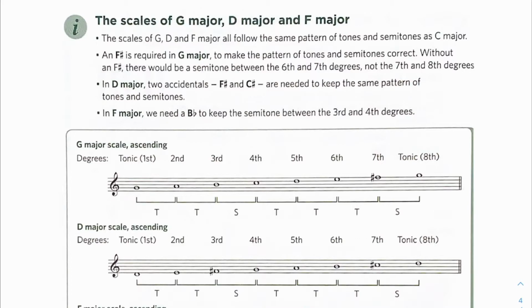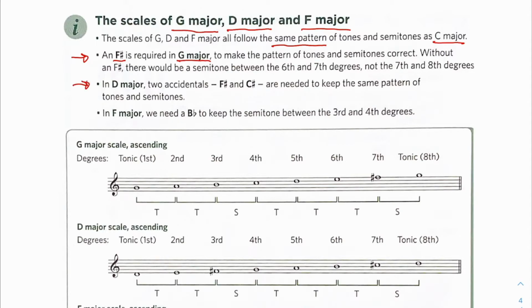Next, the scales of G major, D major, and F major. The scales of G, D, and F major all follow the same pattern of tones and semitones as C major. Here, an F sharp is required in G major. So we need an F sharp in G major to make the pattern of tones and semitones correct. Without the F sharp, there would be a semitone between the 6th and 7th degree, not the 7th and 8th degrees.